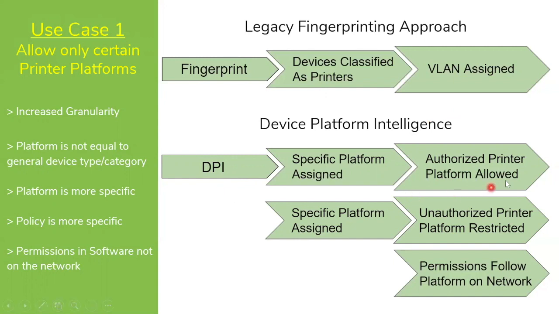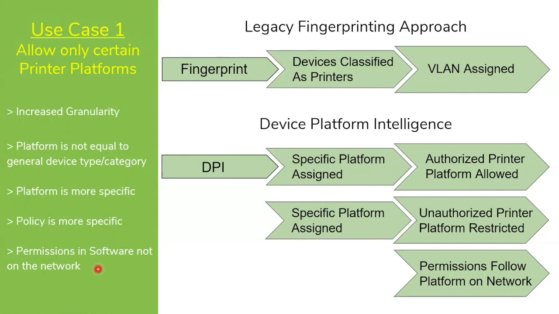So you can define authorized printer platforms and unauthorized printer platforms, and then you can actually assign specific permissions. Those permissions follow that platform no matter where it goes on the network. Because the permissions are set in the software, you don't have to apply ACLs or deal with RADIUS or touch your network at all. This is software-defined permissions that are enforced by the Genians NAC system.